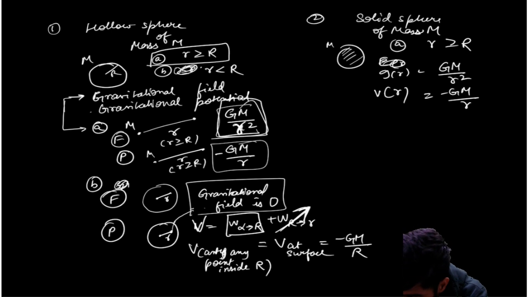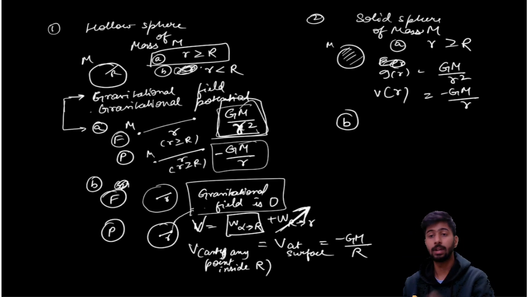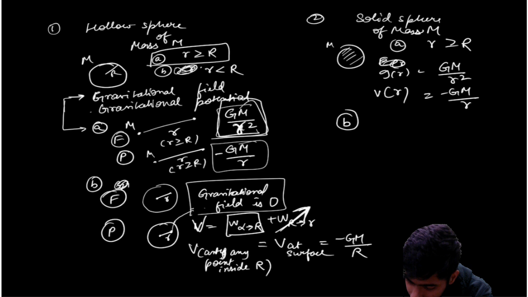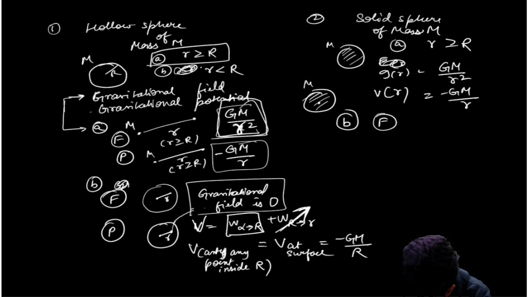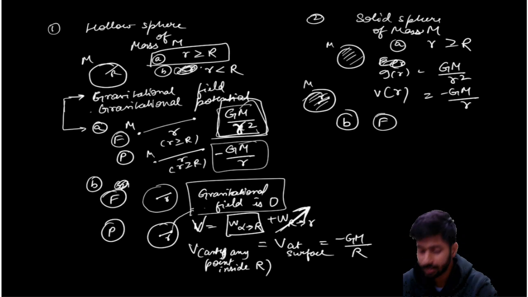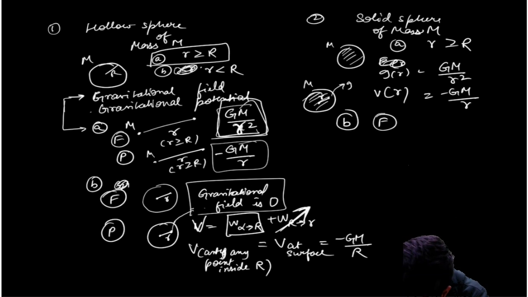Things will change when you come inside. So I have a case B now. For case B, what is the field? That means I have a solid sphere of mass m, and at a point inside, at a distance r from the center, what is my value of g_r here?